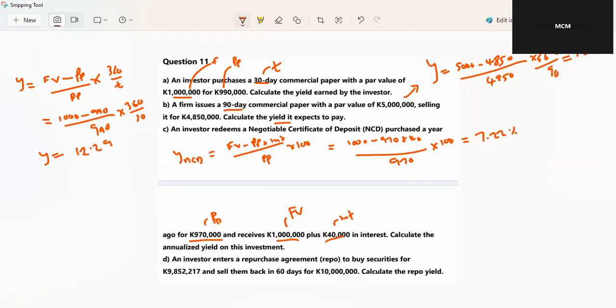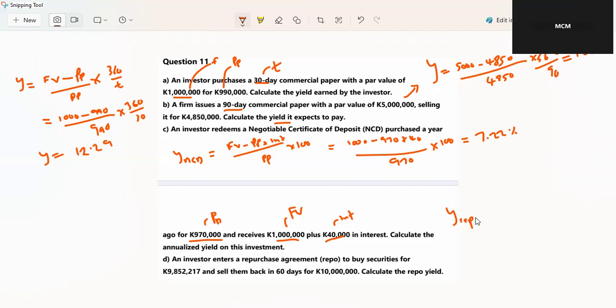So we go to part D. An investor enters a repurchase agreement to buy. So these questions are going to come exactly the way they are. So please, it is harder to fail this course than to pass it, unless you just desperately want to fail it. So I'm looking at all the instruments: the yield of the commercial paper, the yield of repo, NCD. So here we're going to use the yield of a repo.